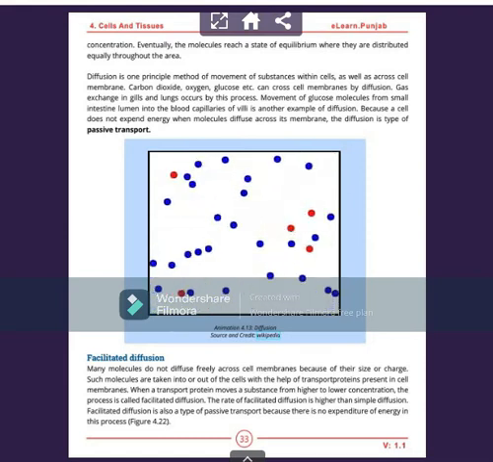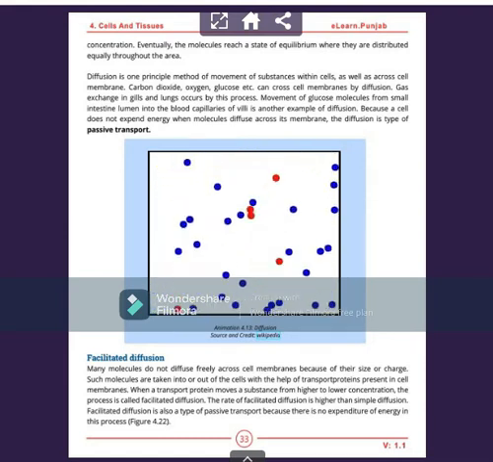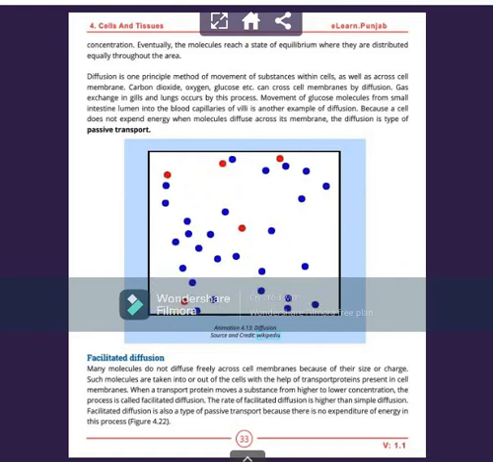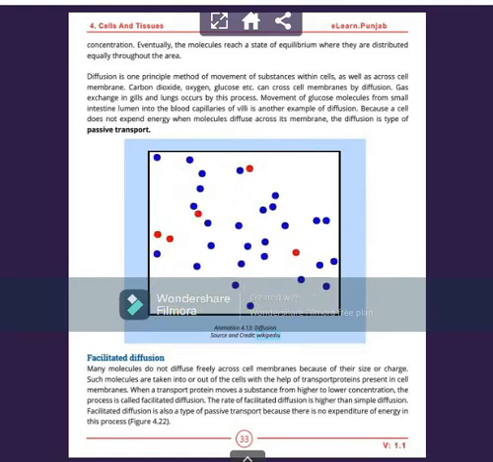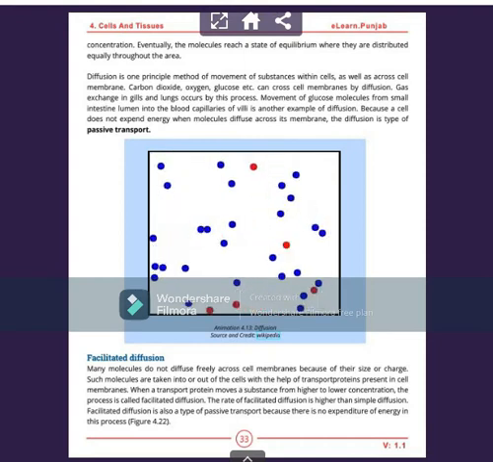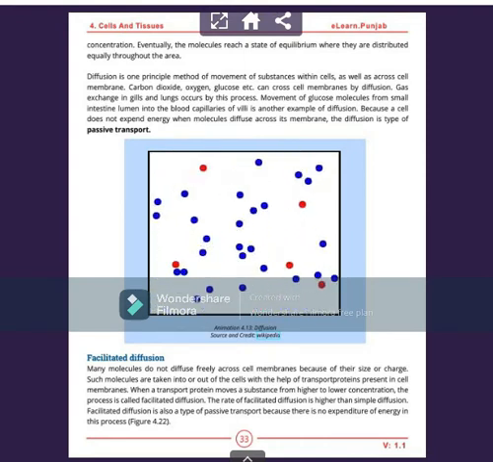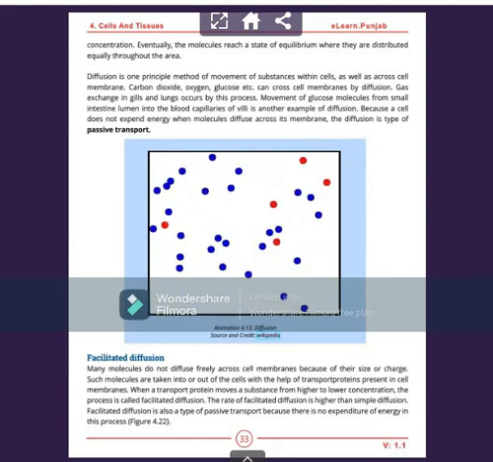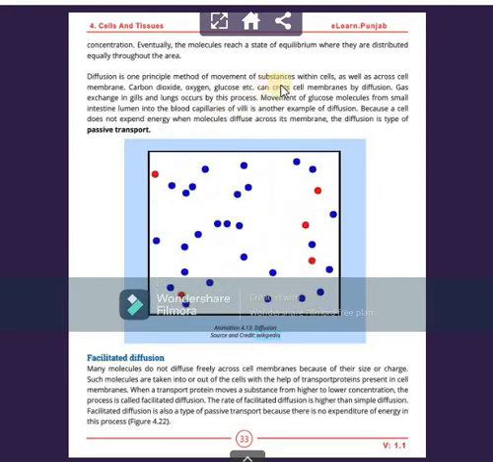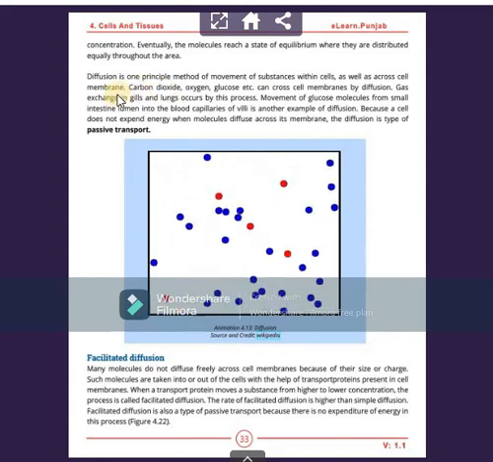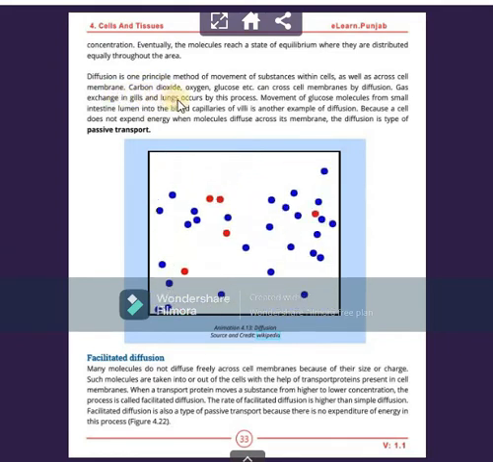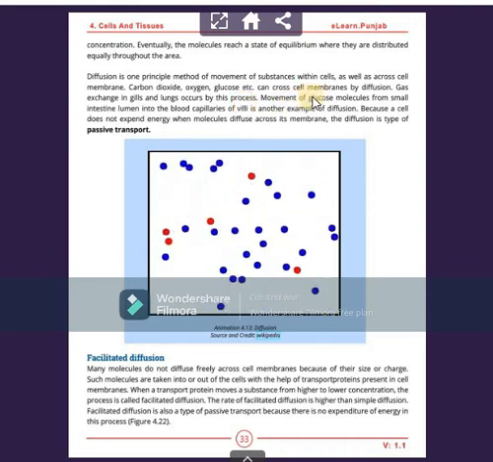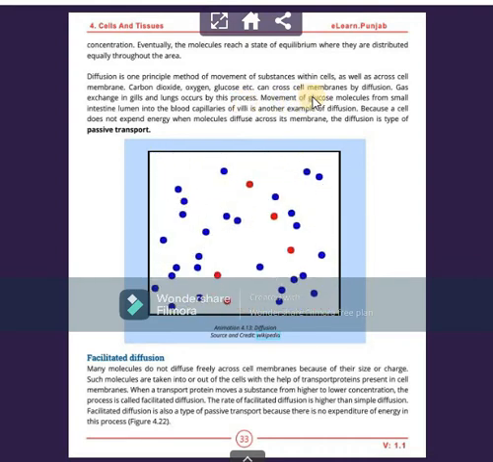Eventually the molecules reach a state of equilibrium where they are distributed equally through the area. That means some molecules move from higher to lower concentration, some move from lower to higher, and in this way they maintain the equilibrium state. Diffusion is one simple method of movement of substances within the cell as well as across the cell membrane. Carbon dioxide, oxygen, glucose, etc. can cross all cell membranes by the process of diffusion.